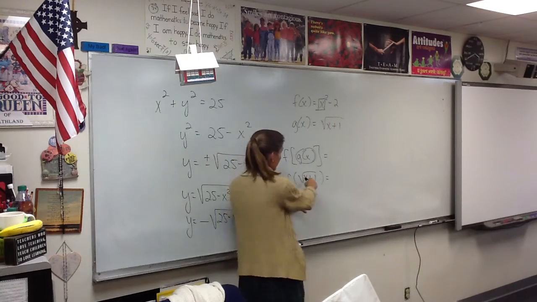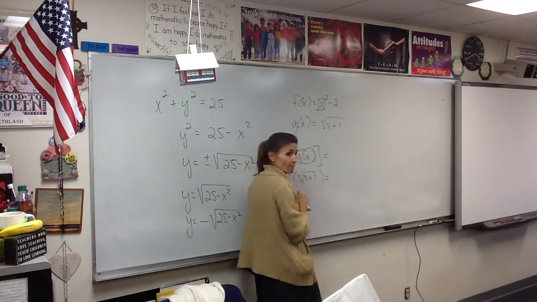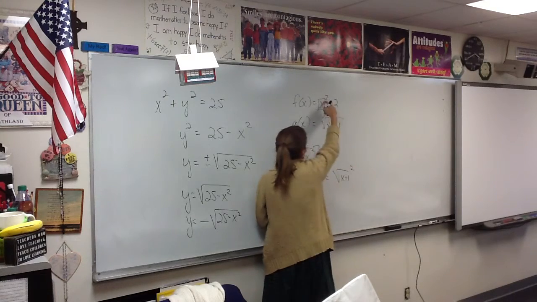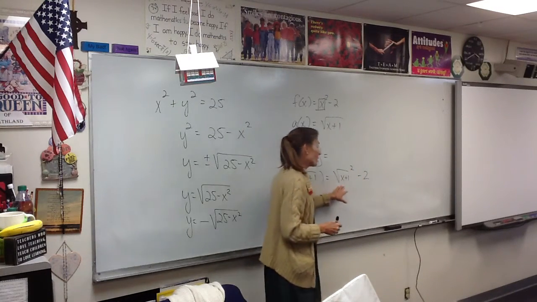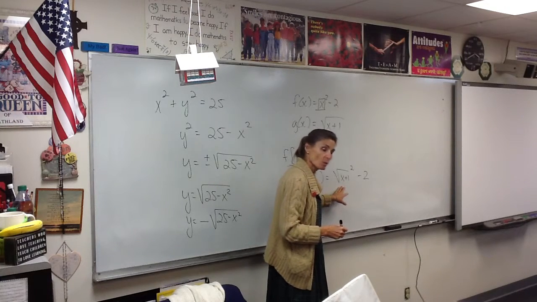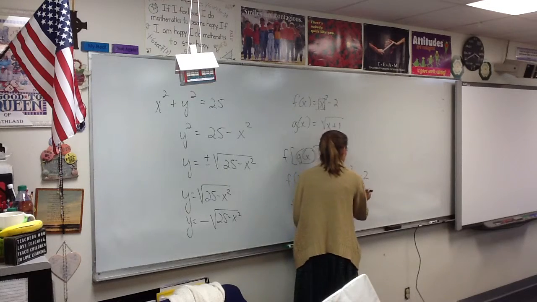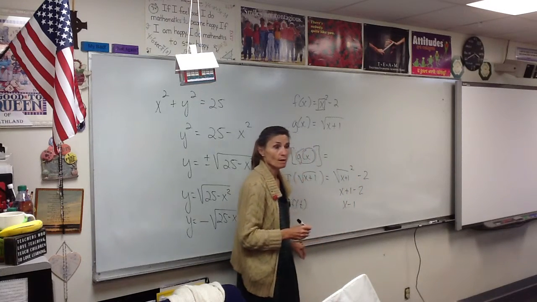Well, it says find f of that. So I'm going to put that in there. So I'm going to have the square root of x plus 1 squared minus 2. What's the square root of x plus 1 squared? X plus 1 minus 2. So your answer is just x minus 1.